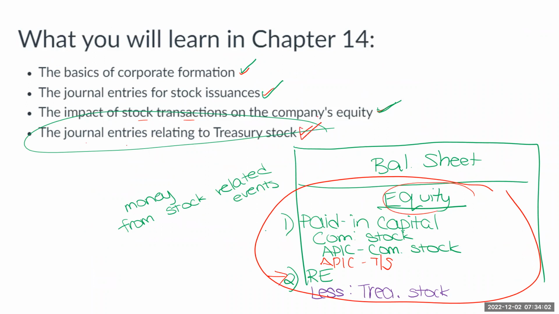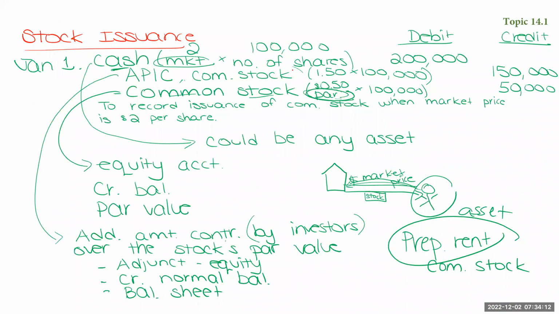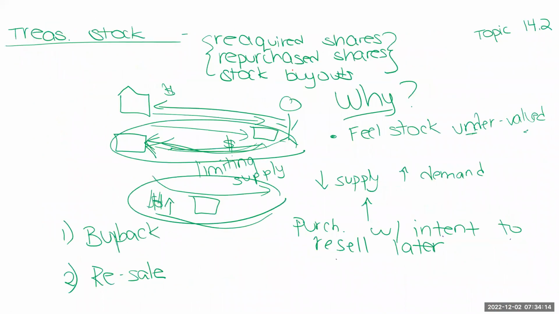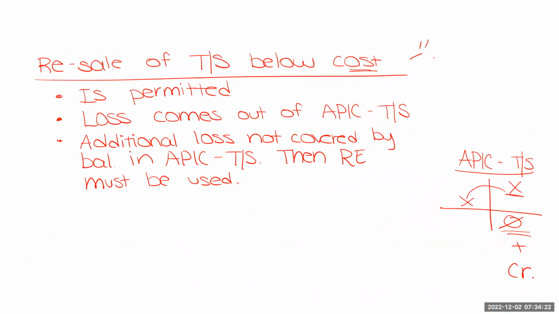All right, guys, you are done with chapter 14. Do the homework assignment. No quiz of this chapter, just do the homework assignment, which covers all the journal entries that we did. You'll have an issuance, you'll have a treasury stock buyback, and then you'll have a resale happy situation where it's above what you paid and a sad situation where it's below cost, even to the point of exceeding your balance. So then just remember to use retained earnings.